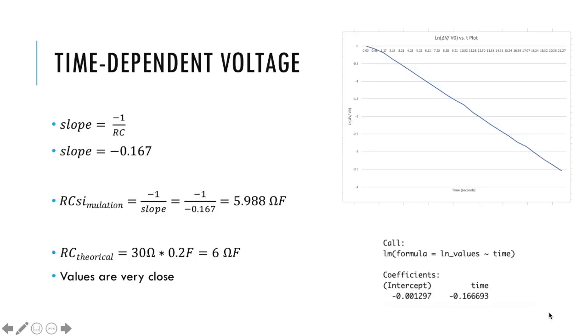We know that the slope is going to be negative 1 over RC. So from this, I plotted the data, and I got, after putting it into software, the slope is negative 0.167. So I know that the RC from my simulation is going to be negative 1 over negative 0.167, which is 5.988 ohm-farads. And then RC theoretical is going to be just 30 ohms times 0.2 farads, which is 6. And our values are very, very close.